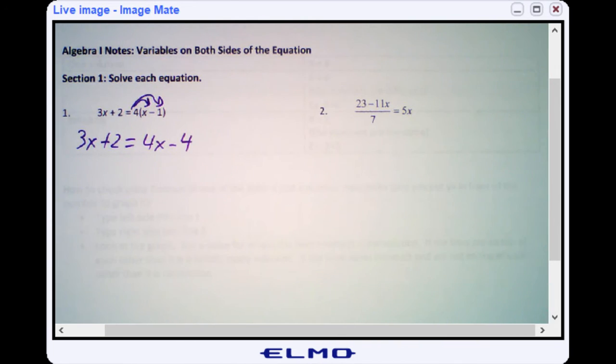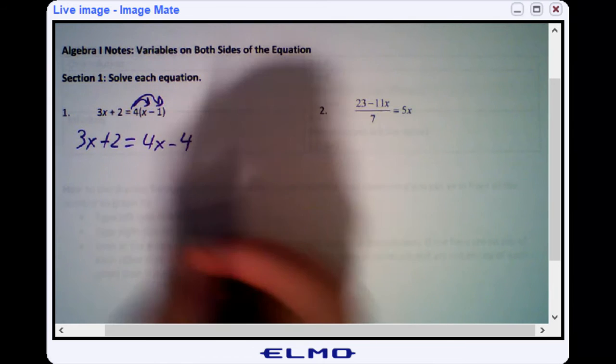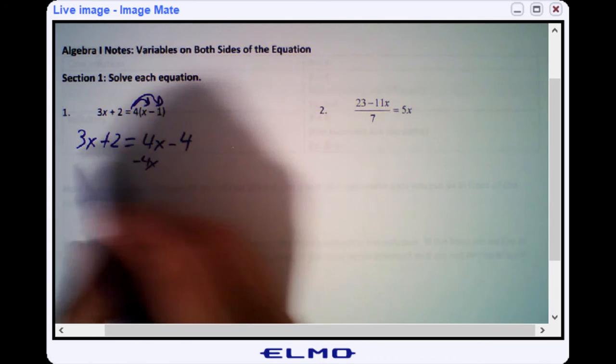After I do that, I have a decision I have to make. Do I want my x's on the left or the right? I'm going to show just putting the x's always on the left because I feel like most people are going to do that, but it really doesn't matter. You just need x's on one side, numbers on the other. So I'm going to move my x's. So I'm going to subtract 4x from both sides.